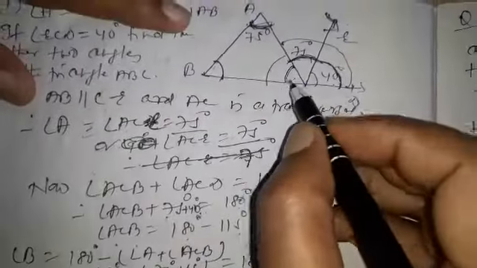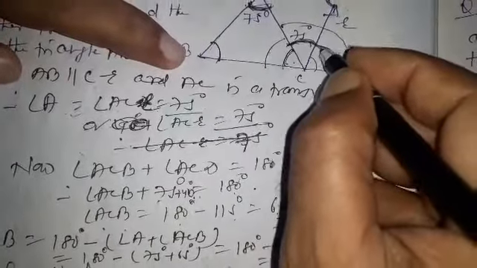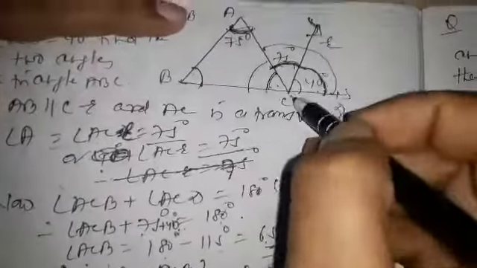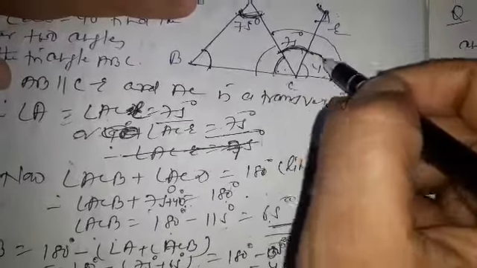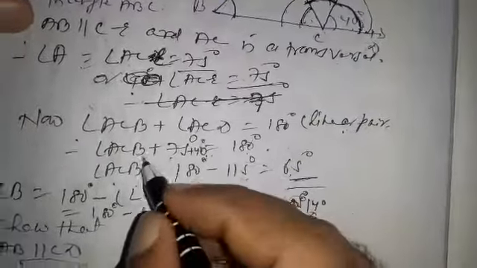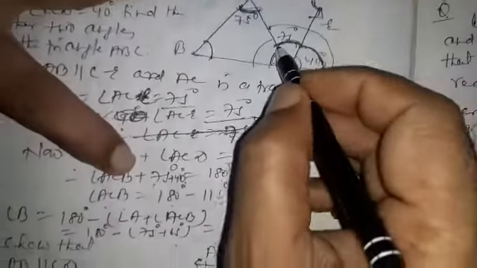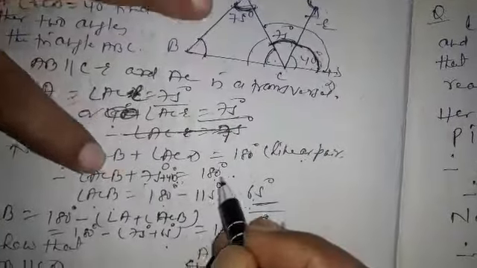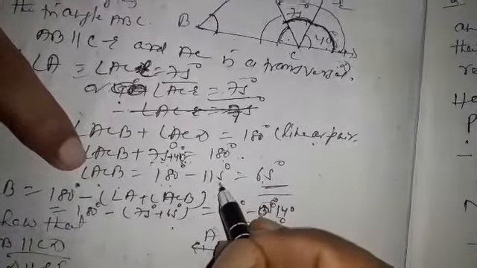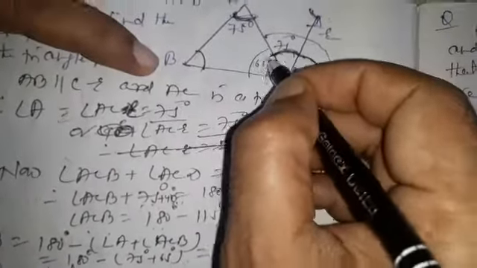Now angle ACB plus angle ACE plus angle ECD is equal to 180 degrees, a linear pair. So angle ACB, not known, plus 75 plus 40 is equal to 180 degrees. Their sum is 115 degrees, so 180 minus 115 is equal to 65 degrees. This angle is 65 degrees.